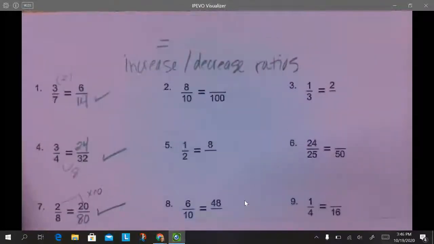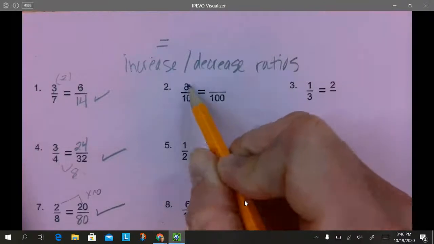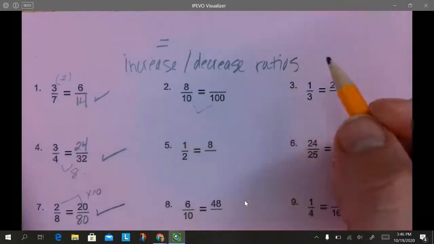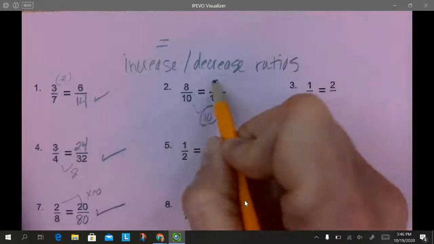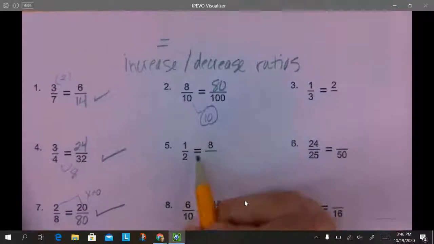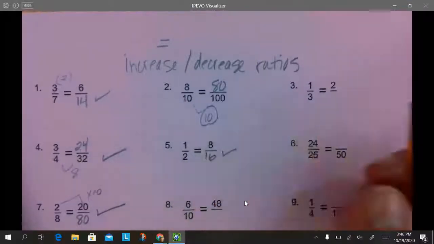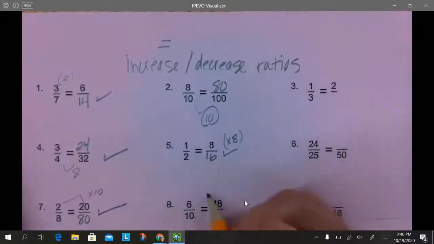1 to 2, you multiplied by 2, so 9 to 2 is 18. Okay? What about this one? Look at this. 10 to 100 just means that you multiply by 10, so 8 times 10 is 80. Okay, you guys are doing good. I'm going to fill in the rest of these. This would be 16, because you multiply by 8. This you multiply by 8.